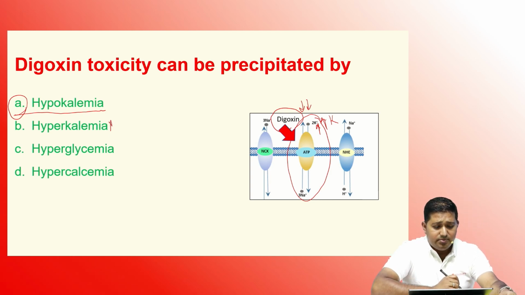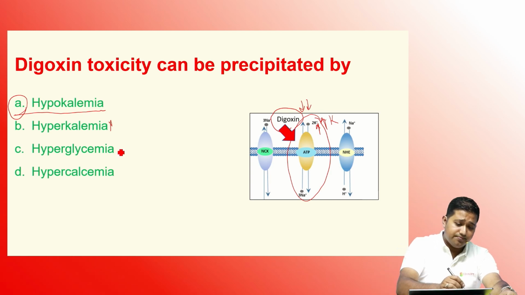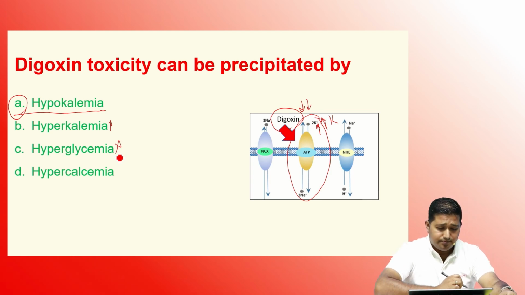Talking about hyperglycemia, it is not related to digoxin toxicity. You can just remove it. Then talking about hypercalcemia, usually what happens is whenever there is increased calcium in our blood, there will be increased calcium in the myocytes also, and because of this the activity of digoxin will be enhanced or increased. So it is not going to enhance the digoxin toxicity, but it is going to show the synergistic effect with the digoxin. That is one explanation.